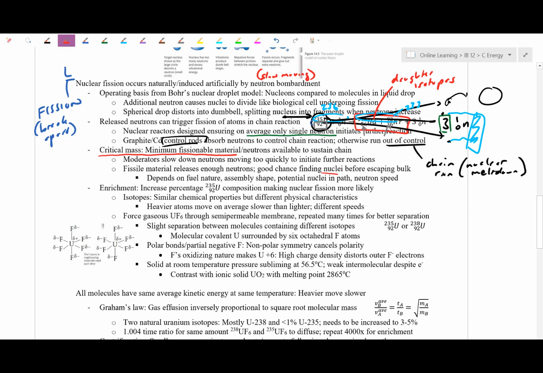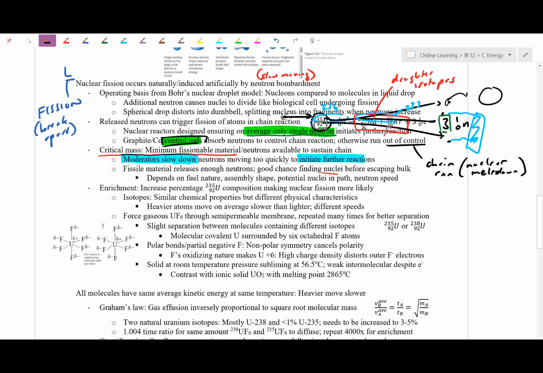So far they've introduced to us 2 words here. One is control rods. Control rods are used to control how many neutrons. They're going to use this term here, moderators. Moderators are used to slow down neutrons so that they can initiate further reactions. So we want to have as much control as we can to direct 1 neutron to interact with just one of them.